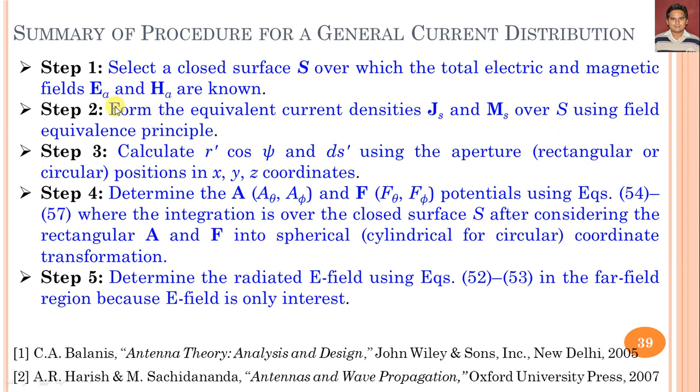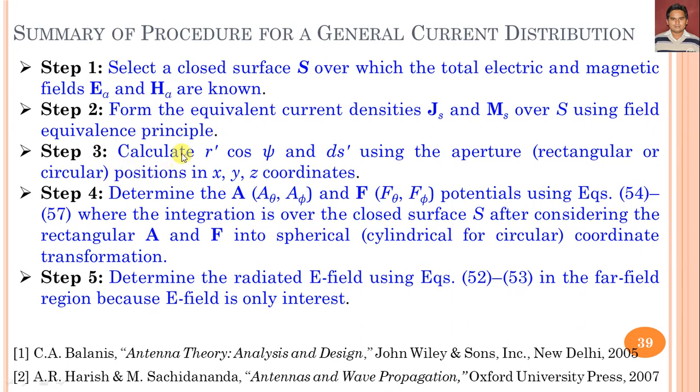Then we can form the equivalent current densities Js and Ms over the surface S using the field equivalence principle, as we have discussed in lecture 1 of the field equivalence principle. Then we can calculate the Js and Ms over the surface.